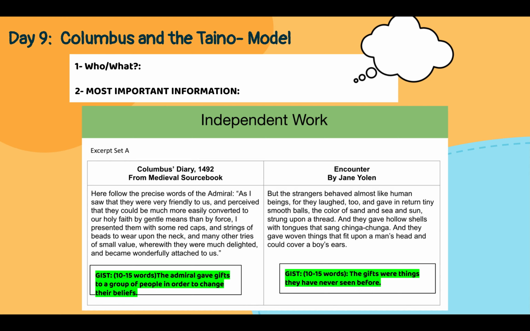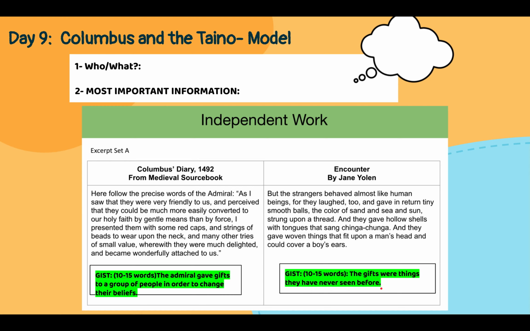So what is this part of the text mostly about? Well, this is about the gifts that were received, and they describe them in great detail. So this makes me believe that they've never seen these before. So now we're going to take those two pieces of information and put them together to create our gist. The gifts were things they have never seen before.